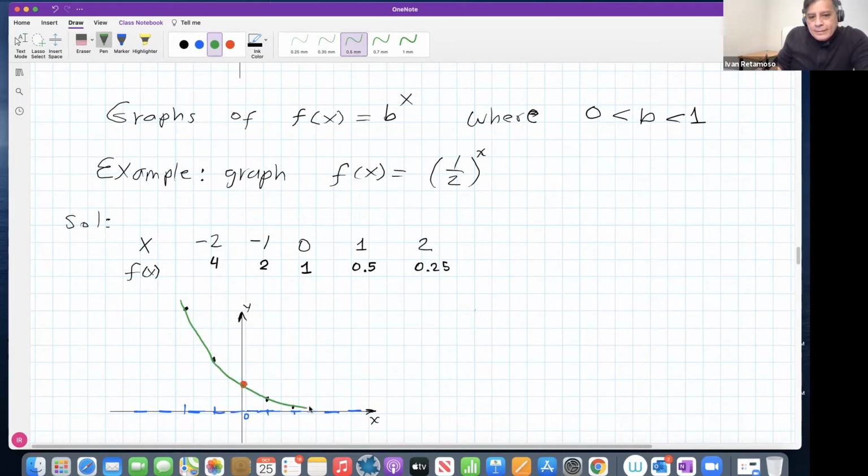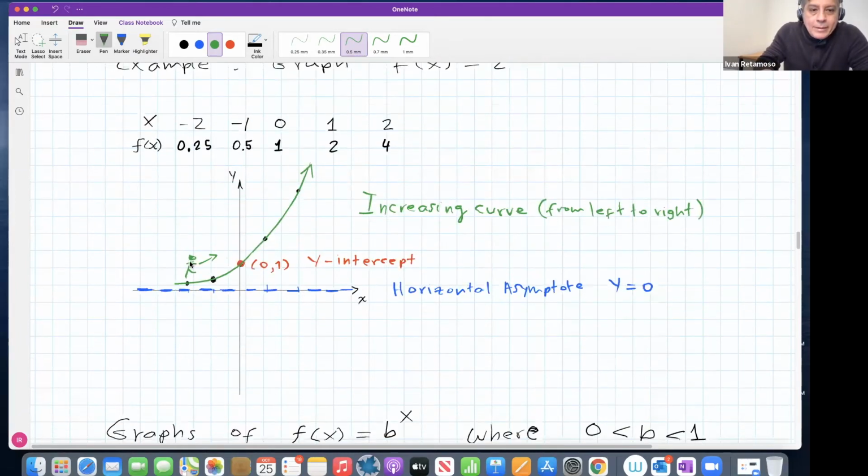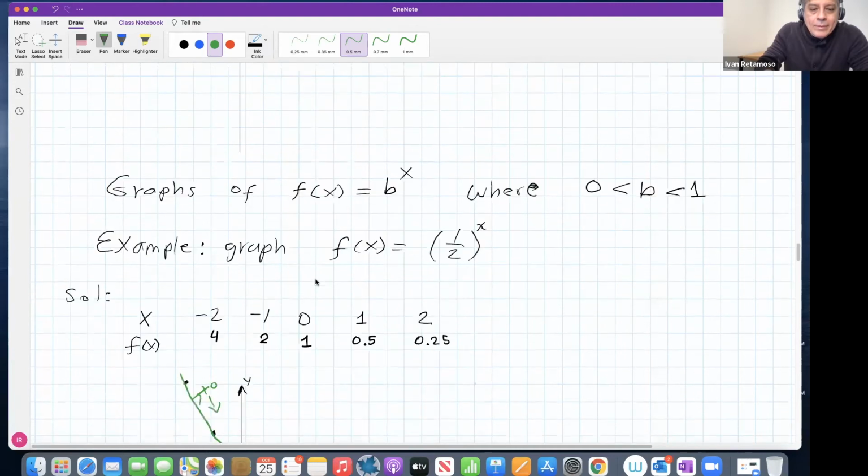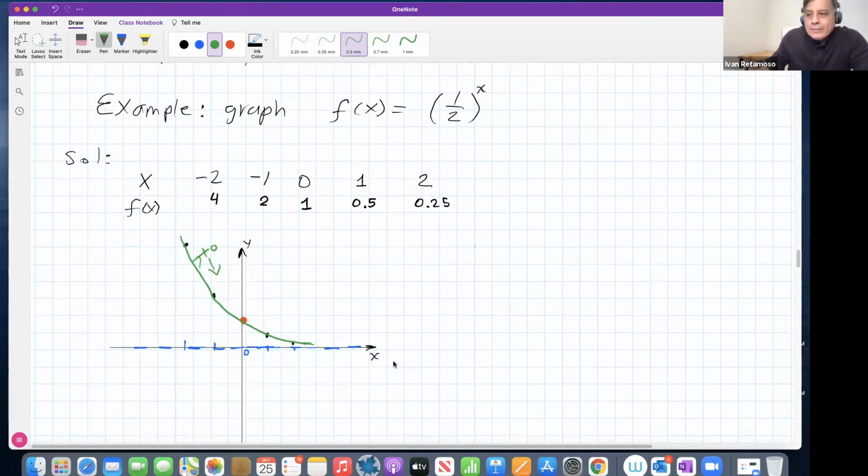Notice the curve now is decreasing from left to right. If you walk along the curve, you're going down now. Before we were going up, remember? Going up here from left to right, but this one is going down from left to right. So it's a decreasing curve from left to right, of course.